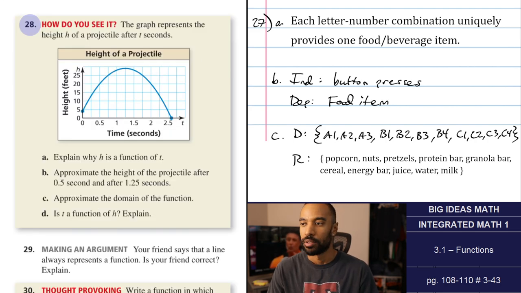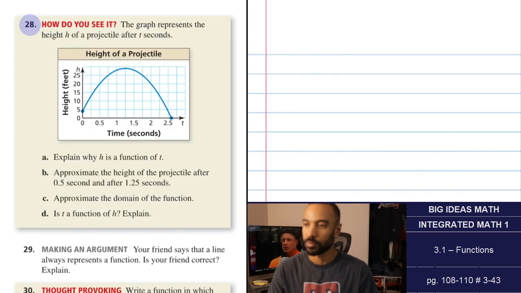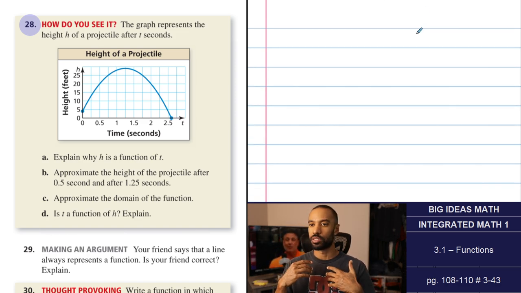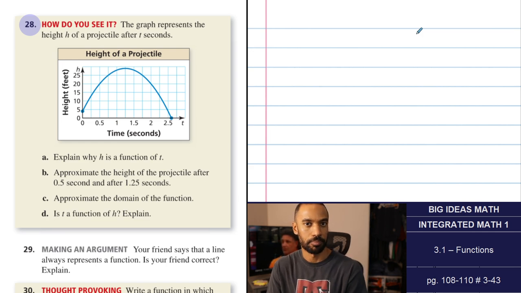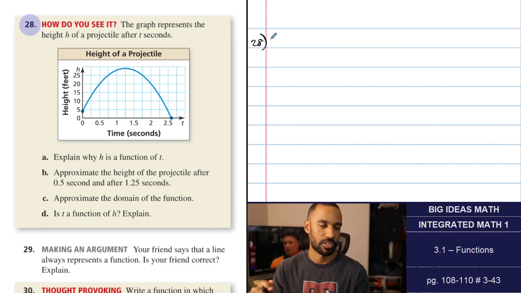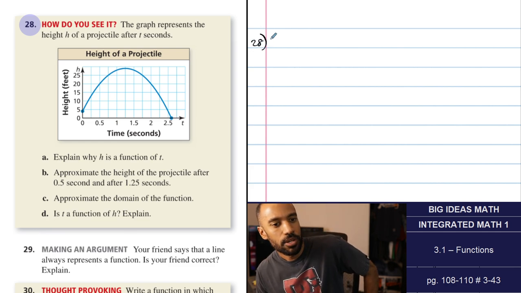All right, anyway. Number 28. And listen, that's honestly probably the most self-serving problem on this whole set. It makes the most sense out of what functions are versus what they're not before you hit the math stuff, obviously. 28, how do you see it?